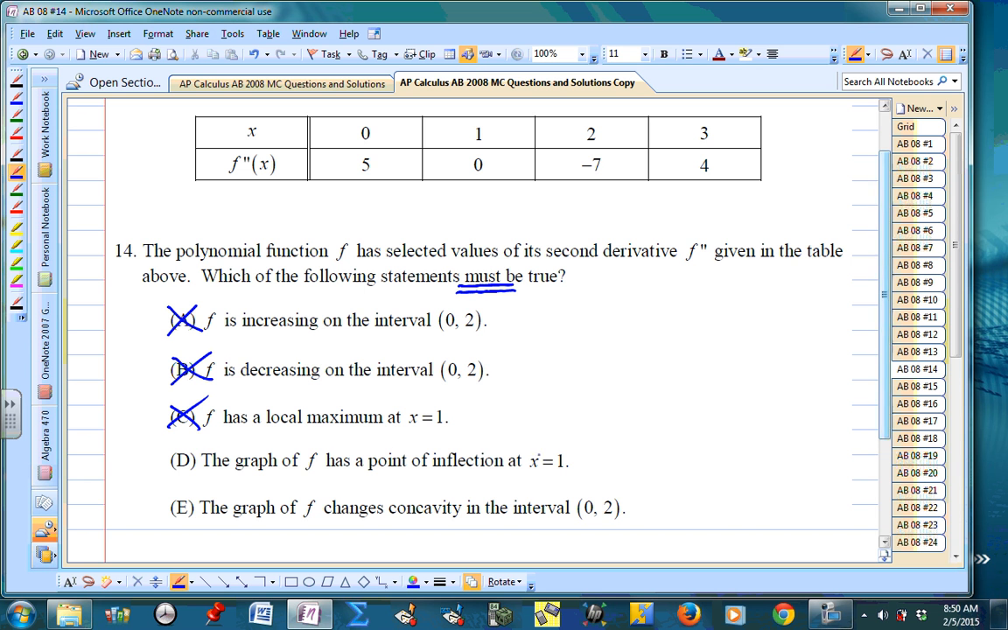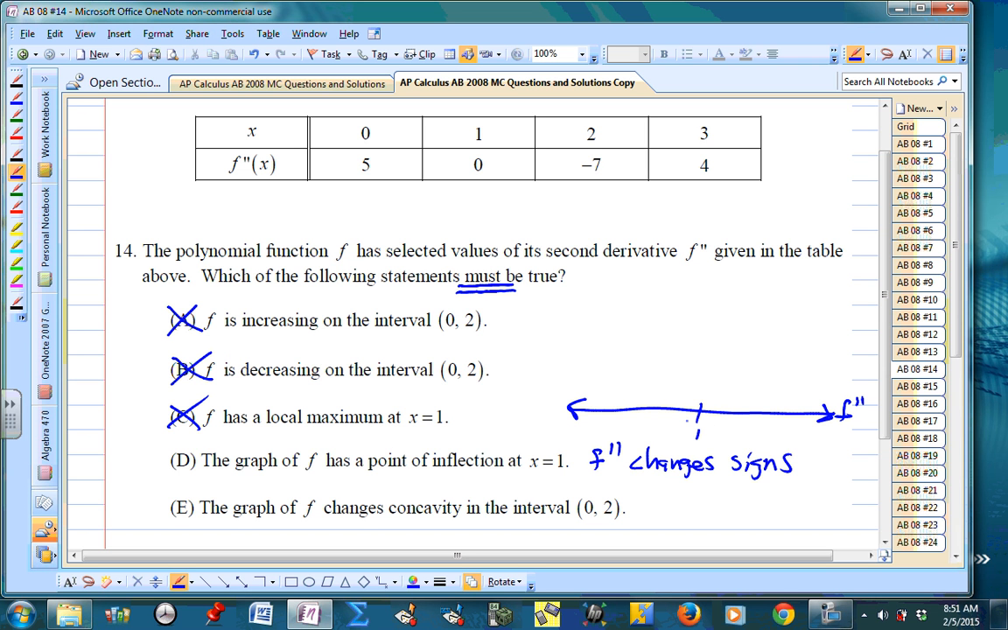In part D, here's where we have to be careful. Part D, they say f has a point of inflection at x equals 1. Or in other words, f prime prime changes signs at x equals 1. From positive to negative or negative to positive. It looks like this is happening, but what we don't see are values of x in between 0 and 1 or in between 0 and 2.